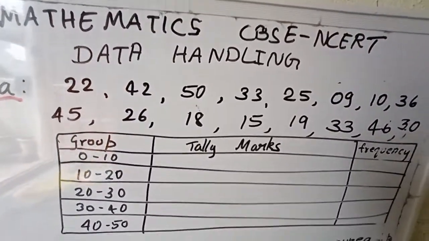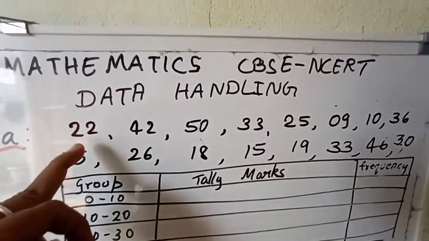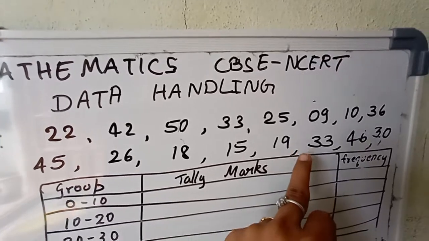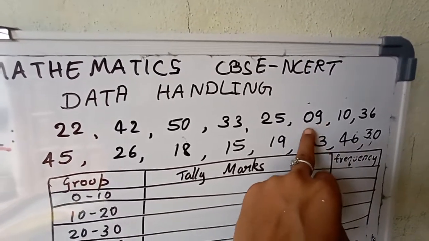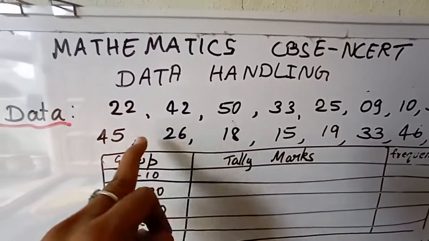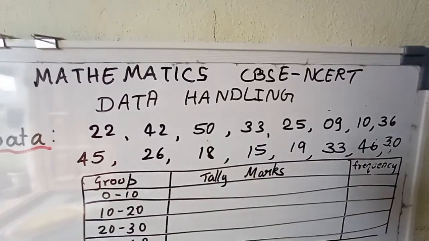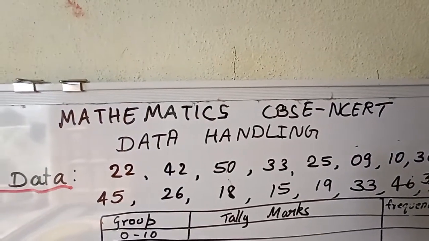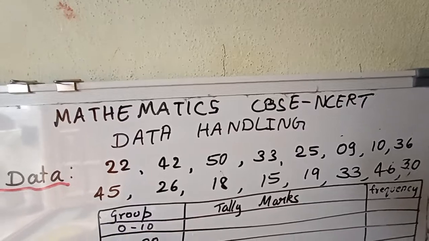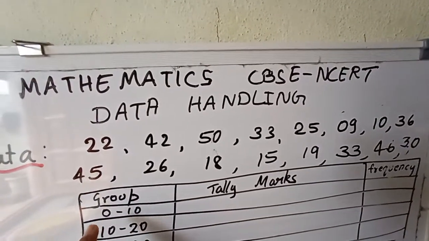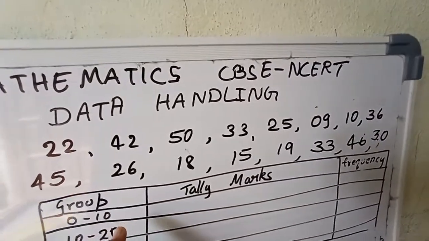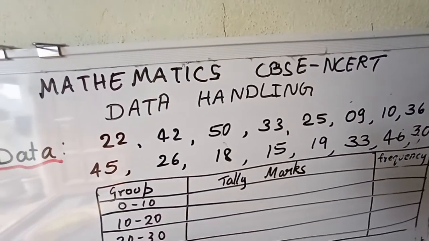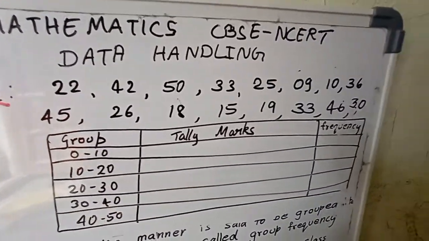So how can we make the groups? Here we have to find out which is the lowest and highest. Here the lowest is 9, the highest is 50. With the help of this we can create groups. We can start from 0 to 10, 10 to 20, 20 to 30, 30 to 40, 40 to 50.